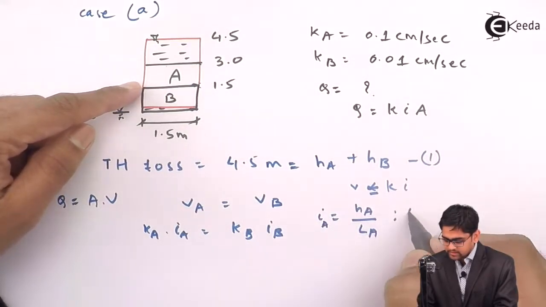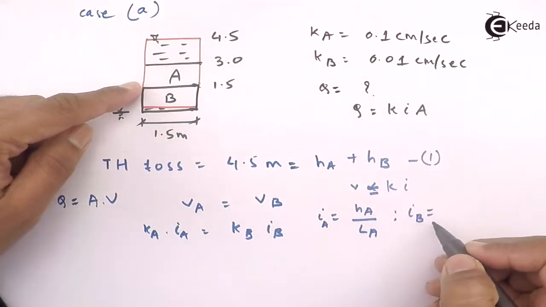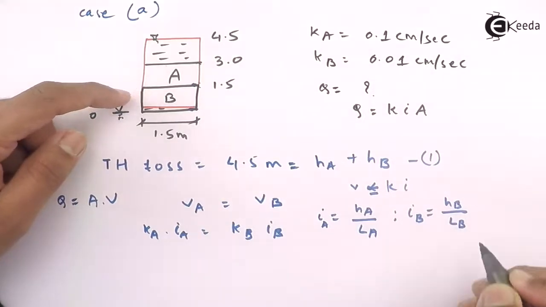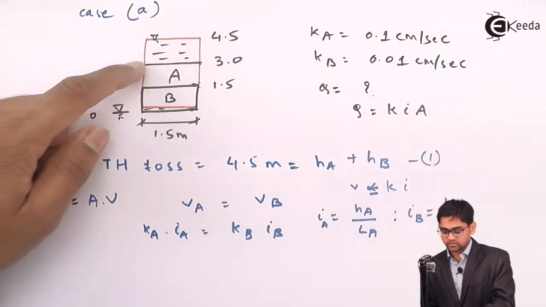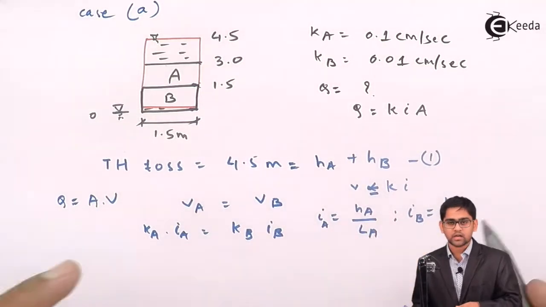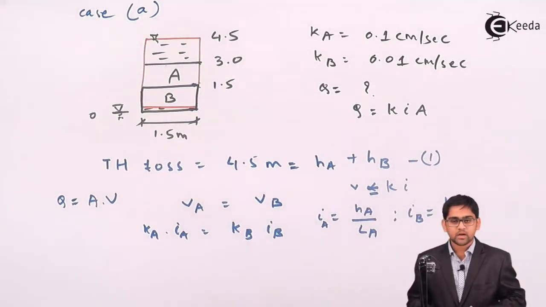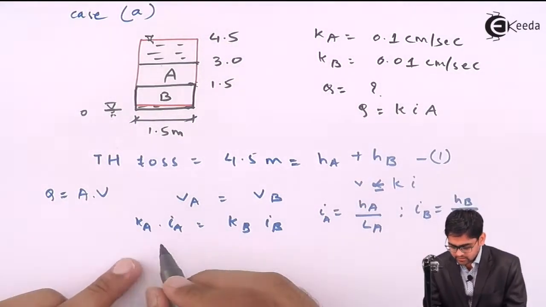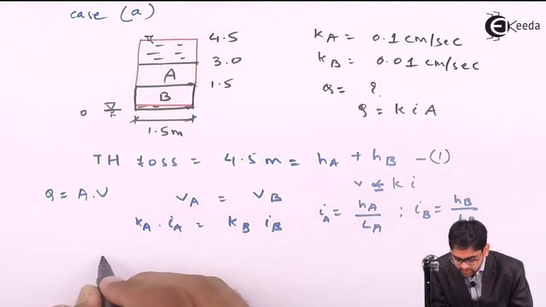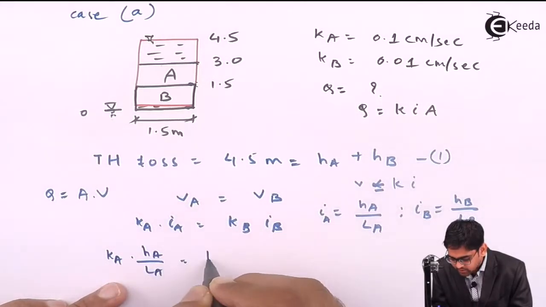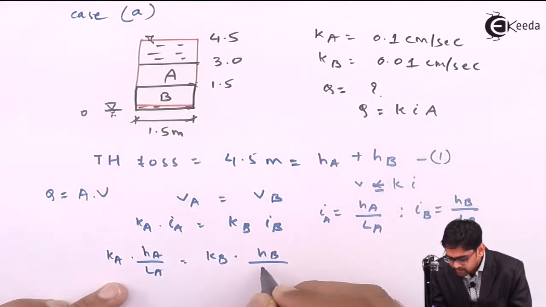On the same basis, the hydraulic gradient for soil B is head loss for soil B divided by length of soil B. Since the length of soil B equals the length of soil A, Ia will be equal to HA over LA, and Ib becomes HB over LB, because LA and LB are taken as 1.5 and they are the same and will get cancelled. So I'll rewrite this equation by placing the hydraulic gradient values. Ka into HA divided by LA will be equal to Kb into HB divided by LB.